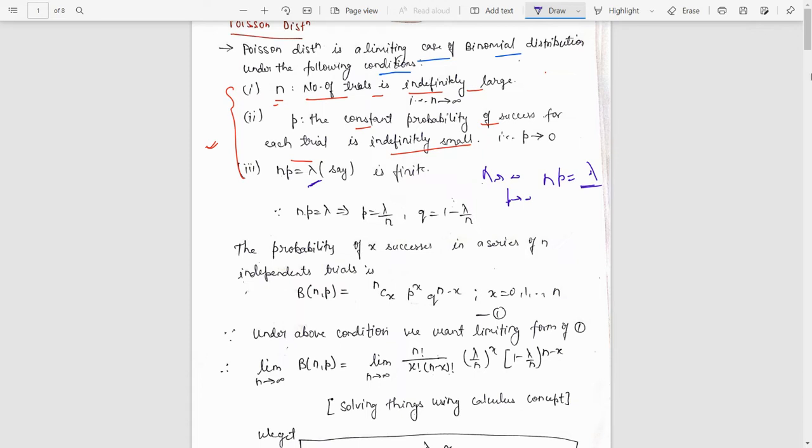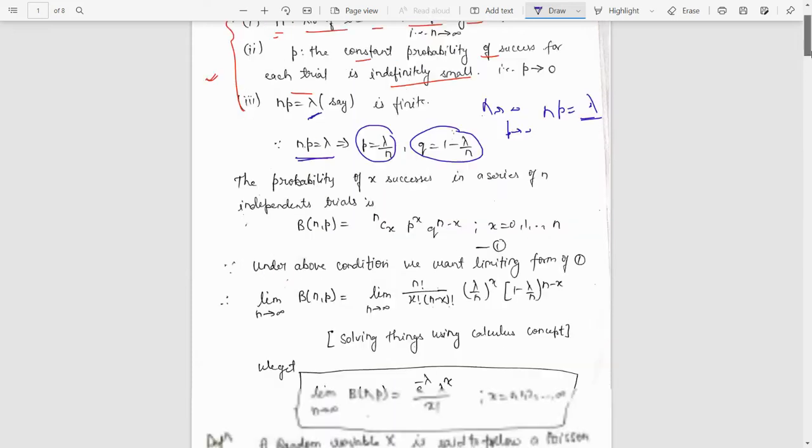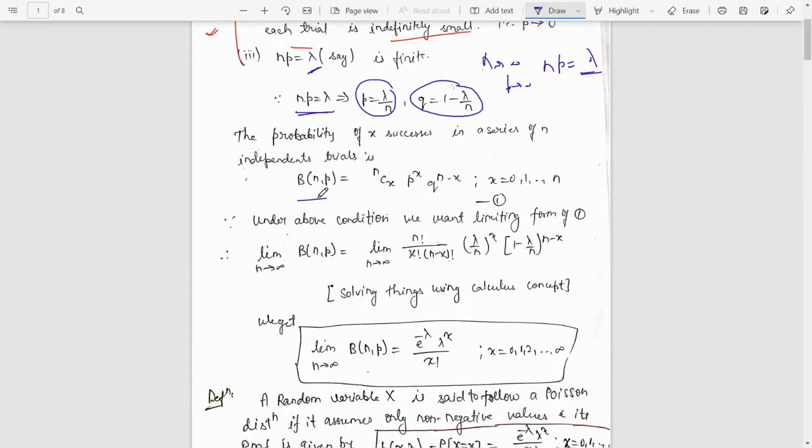Okay, so in that particular case, you can see that if np is equal to lambda, then p is equal to lambda by n and q is equal to 1 minus lambda by n. Under the binomial distribution, we have ncx p to the power x q to the power n minus x. And if you put p is equal to lambda by n and q is equal to 1 minus lambda by n, we get this particular expression.